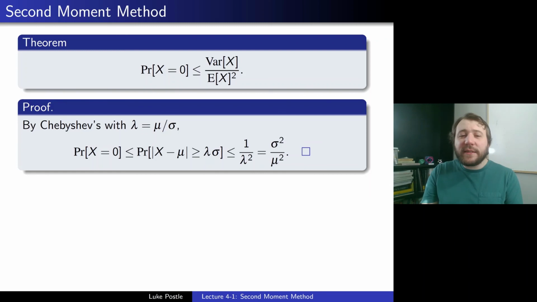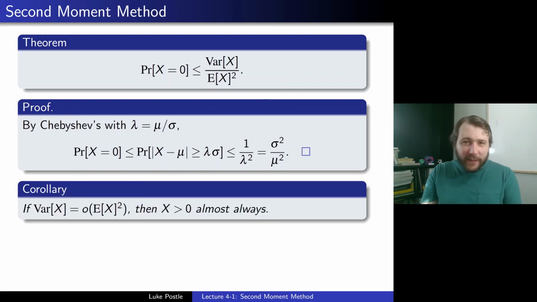Then Chebyshev's tells you that the probability that x equals 0 is, of course, at most the probability that x minus mu is at least lambda sigma, which would be that you're at least a mu expectation distance away from the expectation. And then applying that, that's at most 1 over lambda squared. Plugging in lambda being mu over sigma gives sigma squared over mu squared, which is variance over expectation squared, concluding the proof. So what does this tell us?